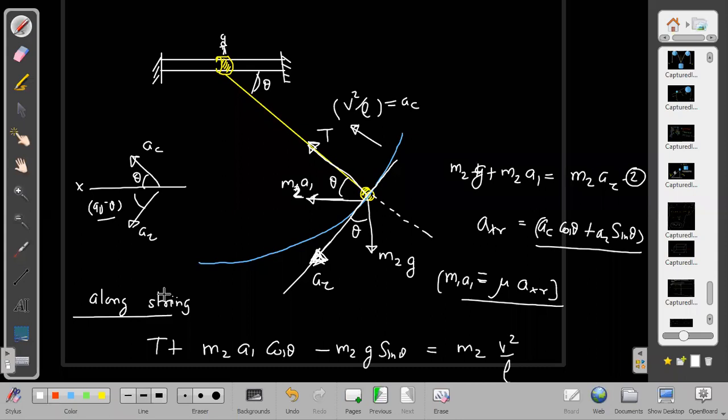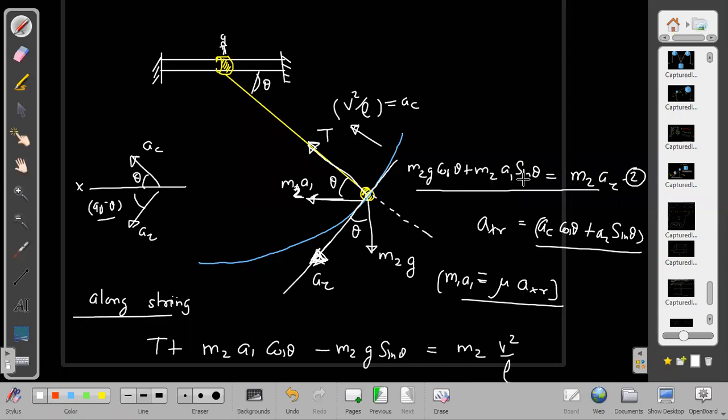Sir, can you explain equation 2? Equation 2, sir: M2G plus M2A1 equals to. No, sorry. Obviously, that was wrong. I have to take components. Sorry. So M2G into cos theta plus M2 into A1 sin theta is equal to M2 A2. Sorry, a big mistake I was committing, and I think you were just thinking about that only.